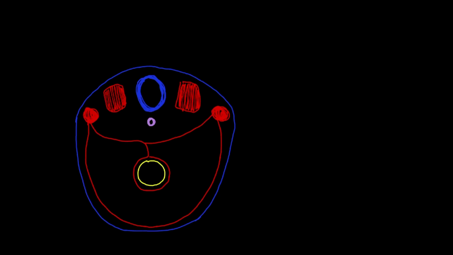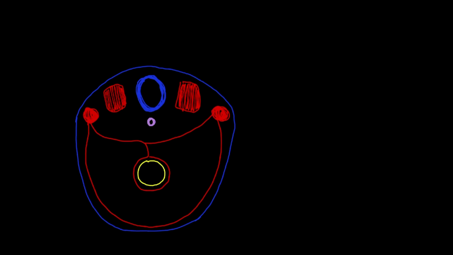Hello, in this video I'll be going over the development of the skeleton. We'll begin our journey at the end of the 4th week of gestation. What I have drawn here is a transverse section of an embryo. This will be the dorsal part of the embryo, or the back. This is the ventral part, or the belly side, and then these are the lateral parts of the embryo.